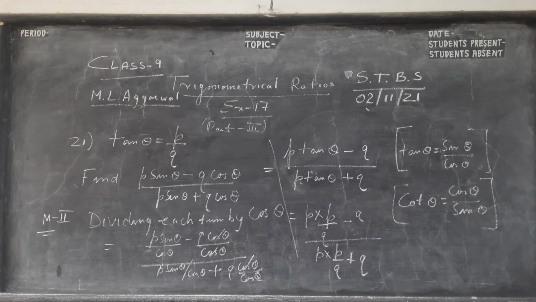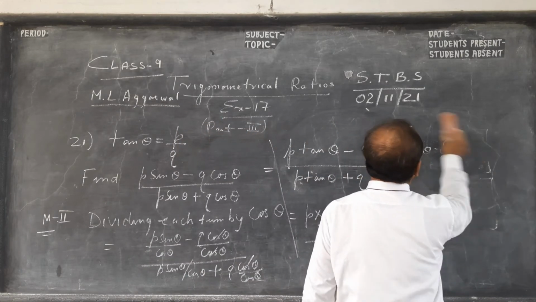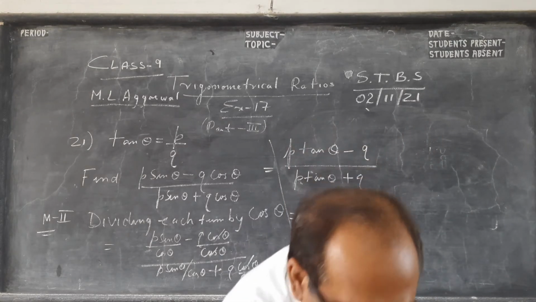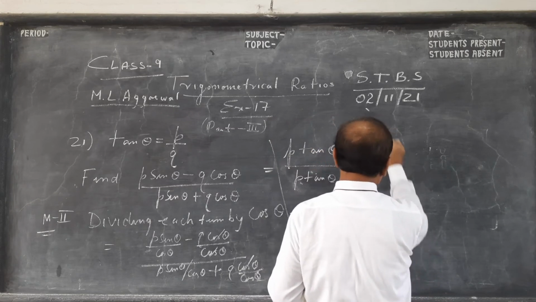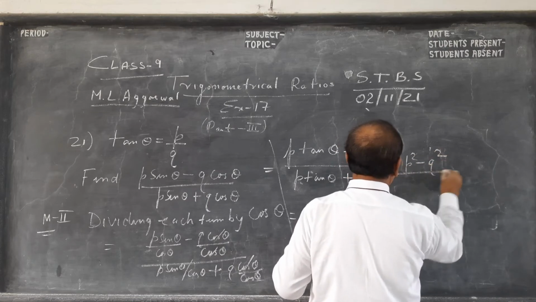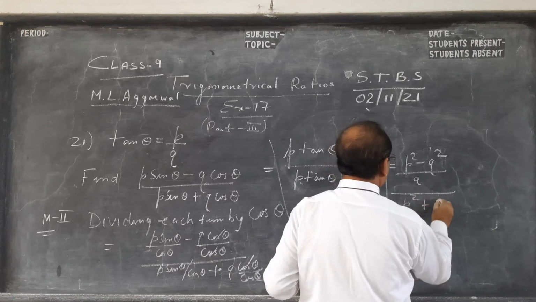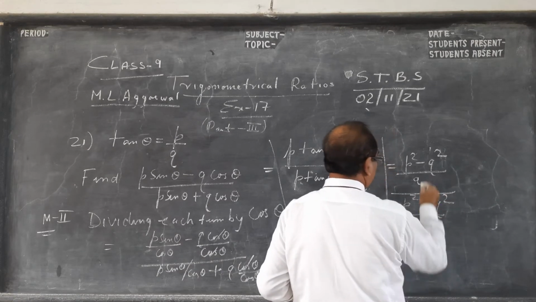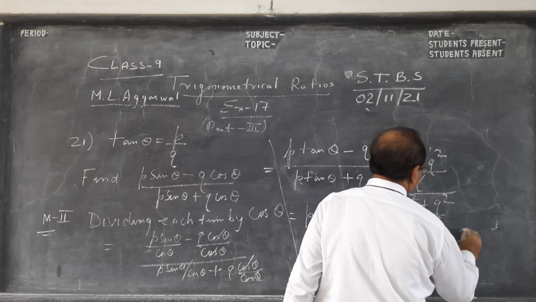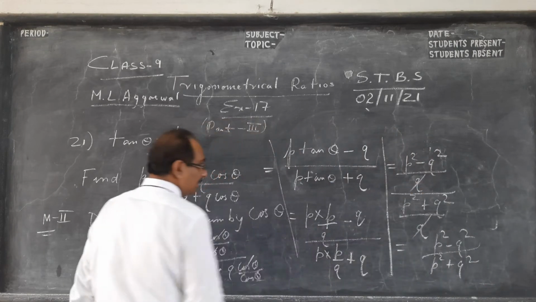So please pause the video and copy. And so you see here the last part is, we take LCM: P square minus Q square by Q, and here I get P square plus Q square by Q. If you divide properly, this Q will cancel. Finally we will get P square minus Q square by P square plus Q square. So this will be the answer.